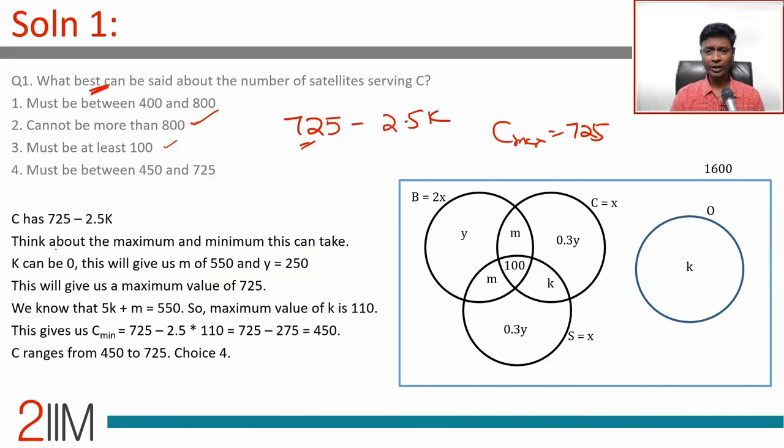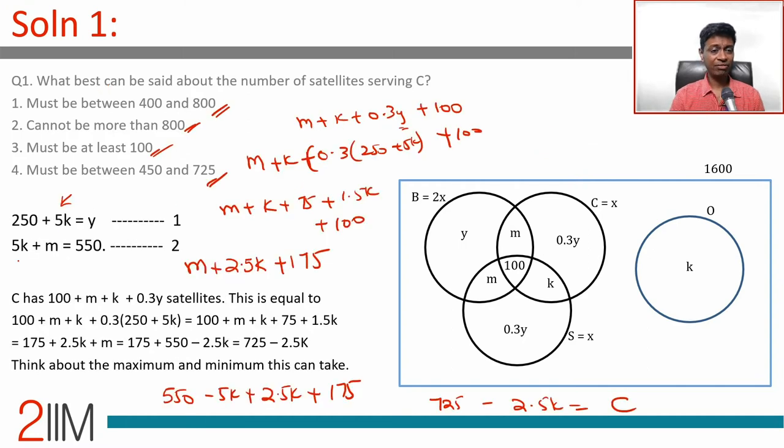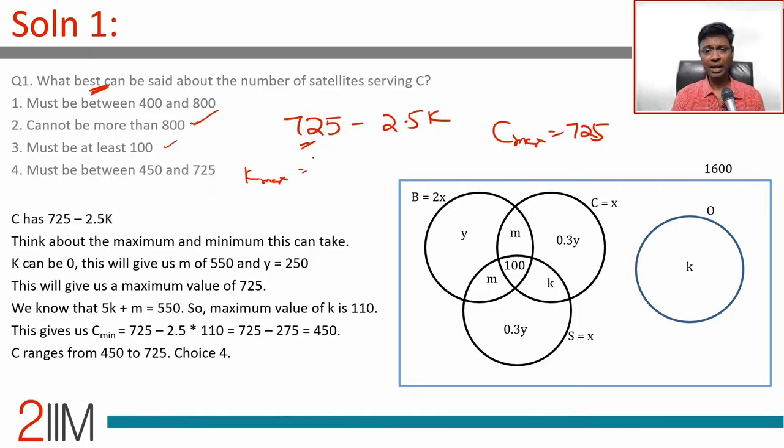Now, to find the minimum, K should be maximum. Now think about this. 5K plus M is 550. If you put M as 0, K will be maximum. So K max is 110. So we could have 110 as K and Y as 800. That is a possibility. So K max is 110.